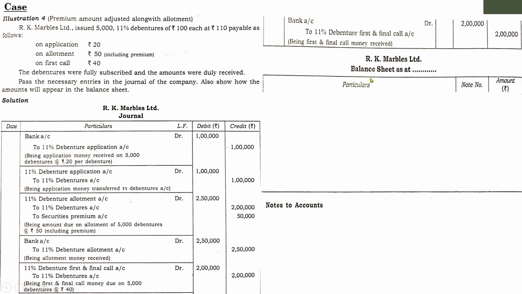First one, RK Marbles Limited balance sheet, whatever it is given, mention here also. If the date and time is given, show it here, otherwise leave it like this. Particulars, note number, amount. This is actually the format of a balance sheet. Particulars and amount is enough, but note number will be there. Sometimes the amount has been computed by adding some items or deducting some items. That will be shown in the working notes, otherwise known as notes to account.